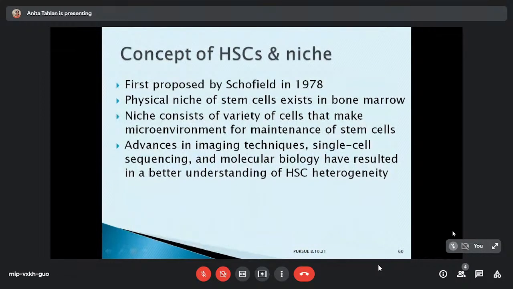Now these hematopoietic cells need to be preserved in their niches. The concept of niche was first proposed by Schofield in 1978, who said that there is a physical existence of a niche in the bone marrow, and there are a variety of cells which make that niche and maintain it. As I said earlier, it is difficult to image the bone marrow because it is located in cortical bone and therefore inaccessible for imaging. But newer tests have somehow added to our better understanding.